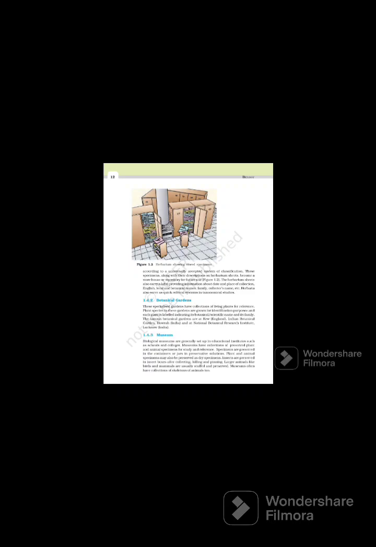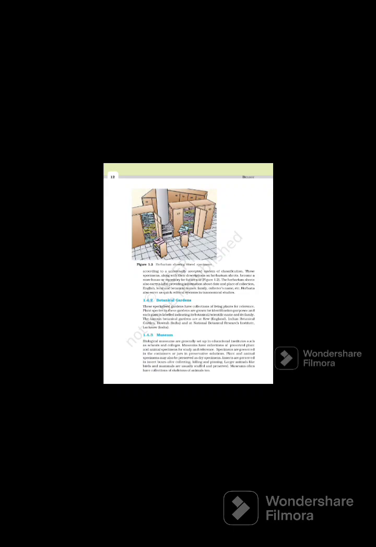1.4.2 Botanical Gardens. These specialized gardens have a collection of living plants for reference. Plant species in these gardens are grown for identification purposes and each plant is labeled indicating its botanical scientific name and its family. The famous botanical gardens are at Kew, England, Indian Botanical Garden, Howrah, India, and at National Botanical Research Institute, Lucknow, India.